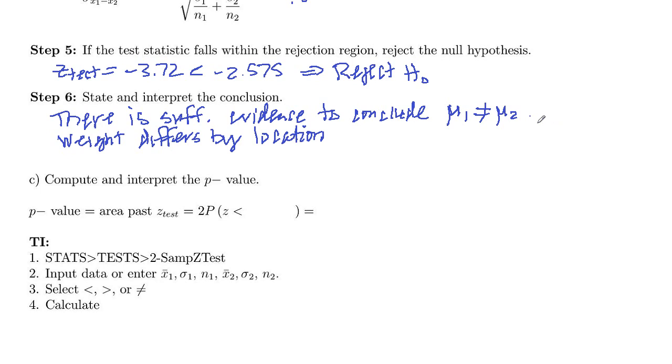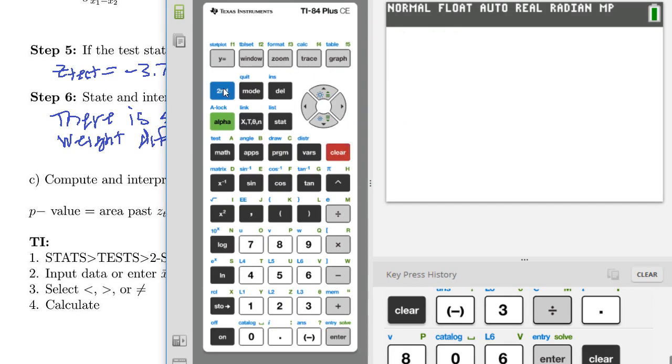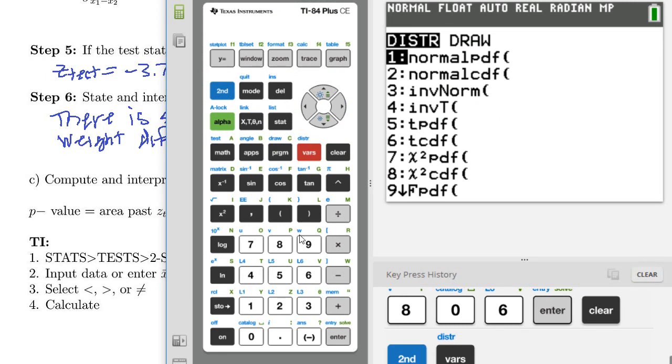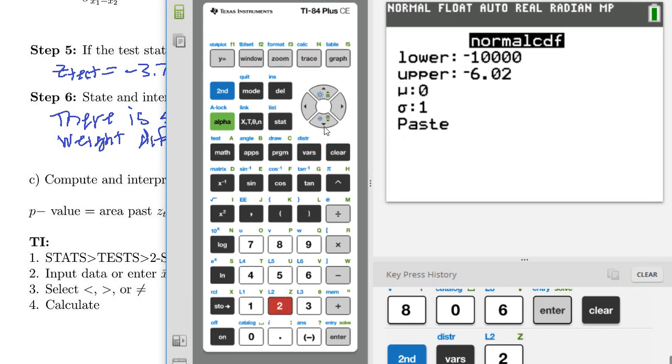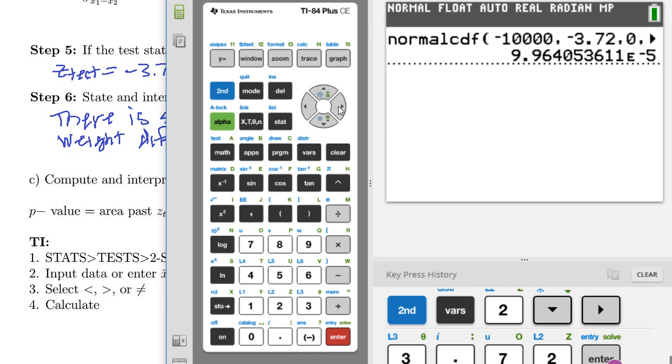And then they also want us in part C to compute and interpret our p-value. So remember, the p-value is the area past the test statistic. So for us, this is going to be the area past the negative 3.72. But then this is a two-tailed test, so we have to multiply that probability by 2. So this we can go ahead and get with the distribution menu here. So second variables, we're using normal CDF, number 2, negative 10,000 up to negative 3.72.